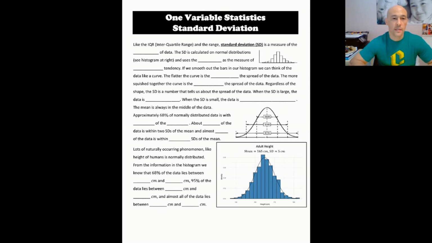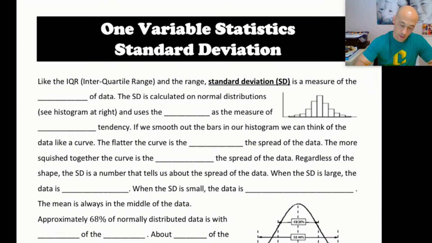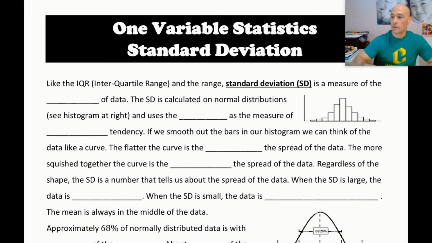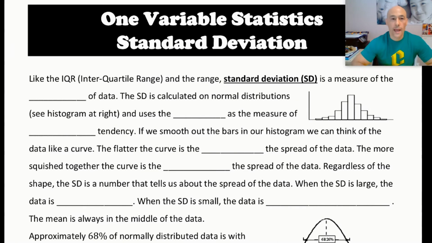One variable statistics: standard deviation. Like the interquartile range and the range, standard deviation is a measure of the spread of the data. So how spread out is the data? The standard deviation is calculated on normal distributions. That's distributions that look like this, remember, that have that hump in the middle and are symmetric.